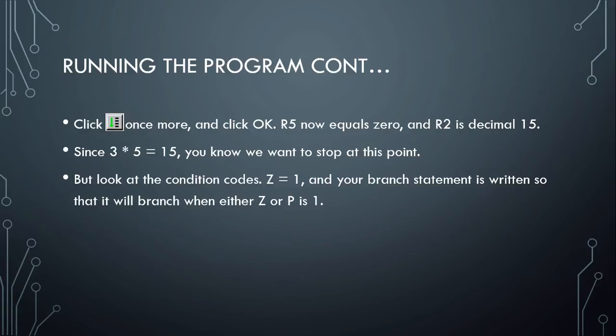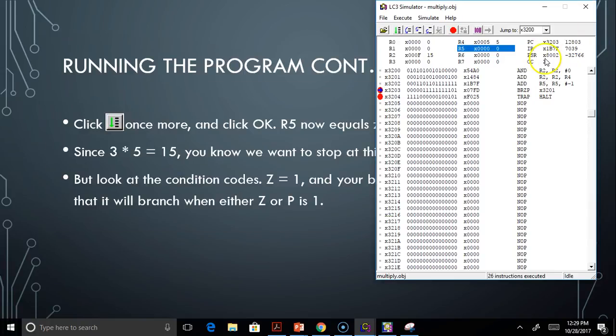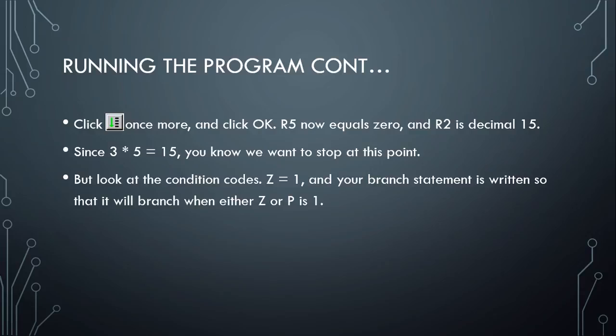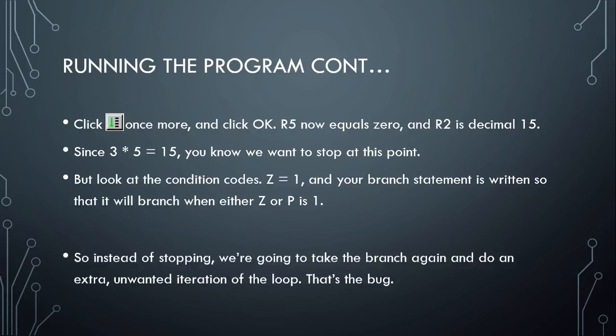Z is 1. So if I look at my CC, it says that's Z. It's 1. It's not positive. It's 0. It should be negative, though, for the loop to stop. And our branch statement is written so that we'll branch when either Z or P is 1.